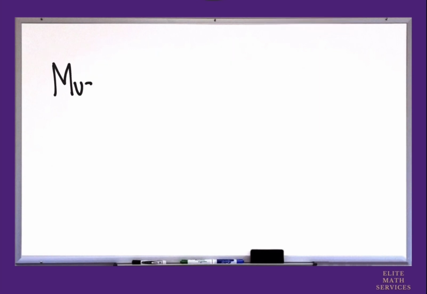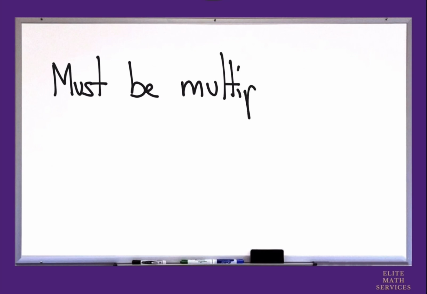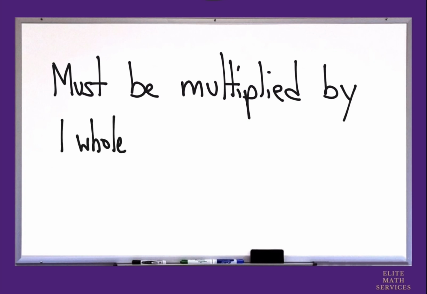Now, in order to find an equivalent fraction, there are two ways. You can multiply and you can divide. Today, I'm going to be showing you how to find an equivalent fraction by multiplying. The first step is you must multiply by one whole.